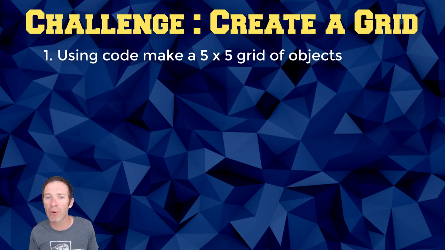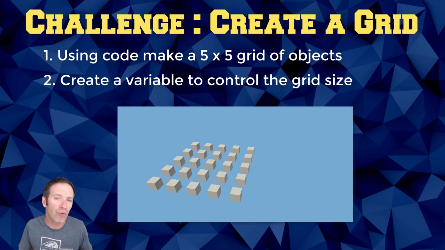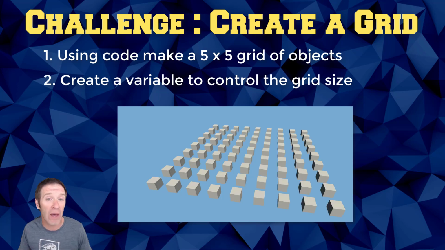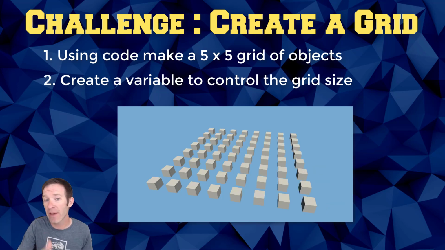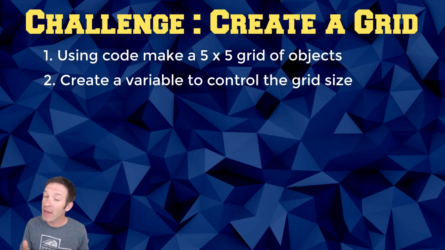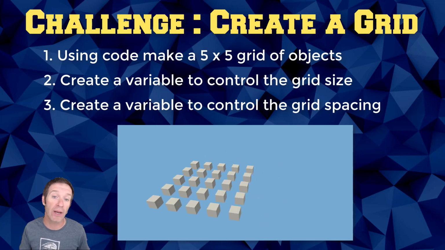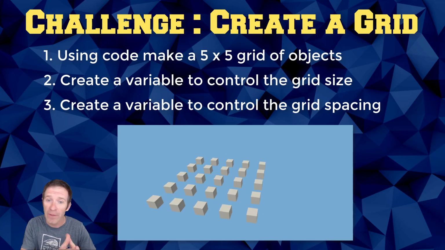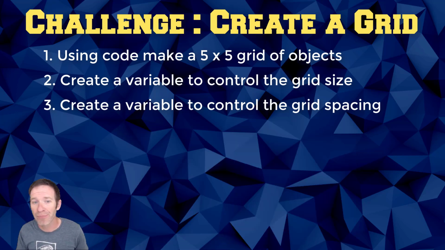Once you've got that grid up and running, we're going to make it a little bit more useful, a little bit more complicated. We want to create a variable that's going to control the size of the grid. So if that variable has a value of, say, 10, then the grid is 10 by 10. If that variable has a value of 15, the grid is 15 by 15. And then we want to make a second variable that's going to control the spacing of the elements between the grid. So if that variable gets larger, the objects in the grid move apart. If it gets smaller, they move together.